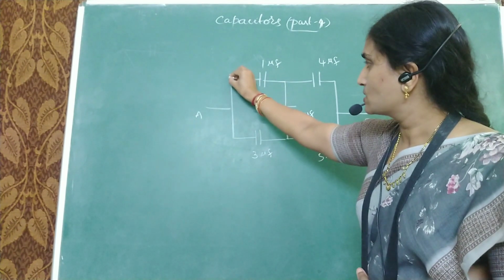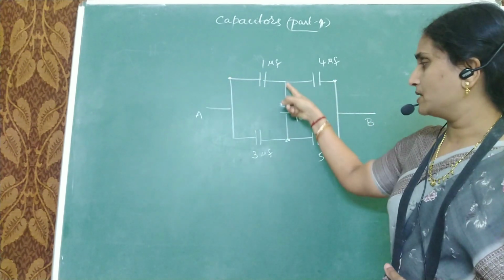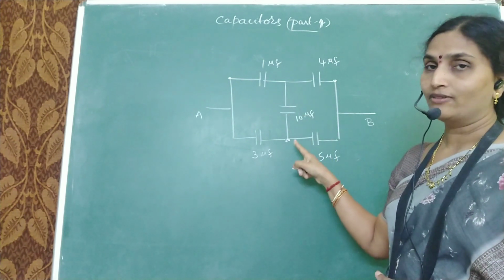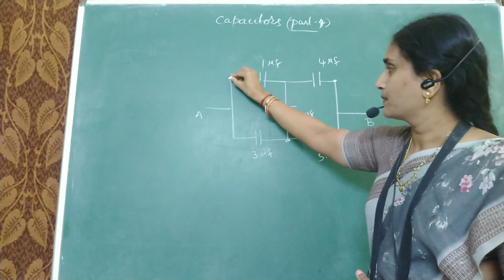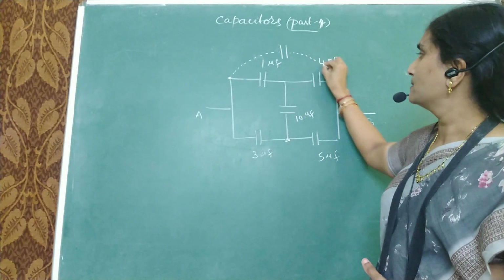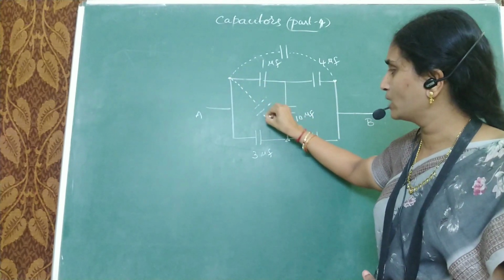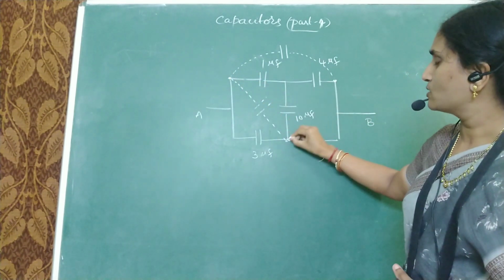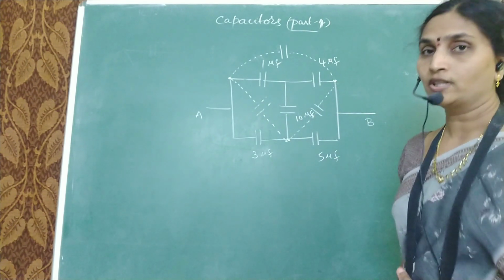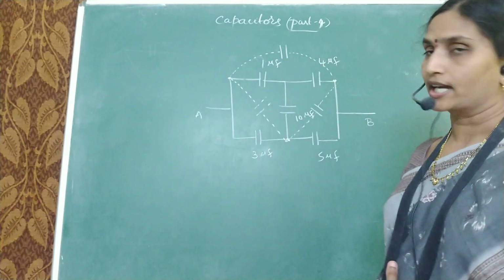If you observe these 3 terminals, do we have a T-shaped network or a Y-shaped network? Now I will replace it with delta. That means between these 2 terminals, I want to add one capacitor. Between these 2 capacitors, I will replace it with a new capacitor. And between these 2, another capacitor. So that you can remove this Y shape with this triangle.